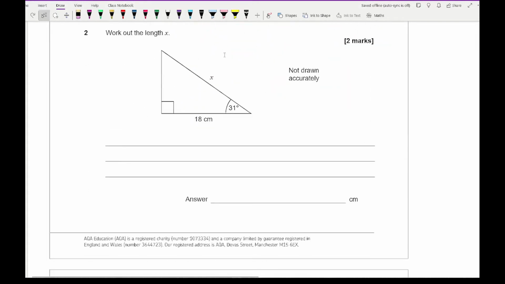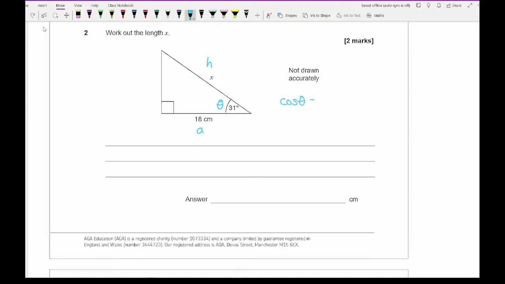Moving on to question 2, it says work out the length of x. Now this should be a relatively straightforward basic trig question, so let's just start by working this out. So x is the side, so we start by labeling our triangle, and this is going to be the adjacent. Then pick the ratio, so this time we're going to be using cos.